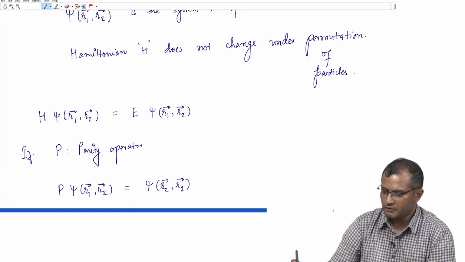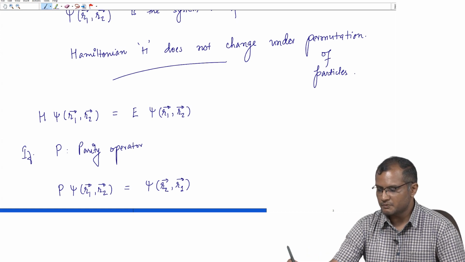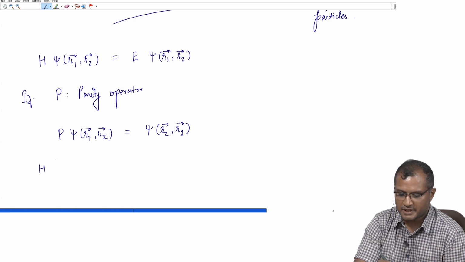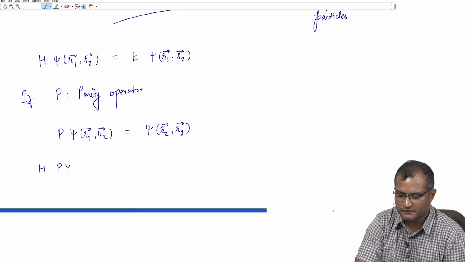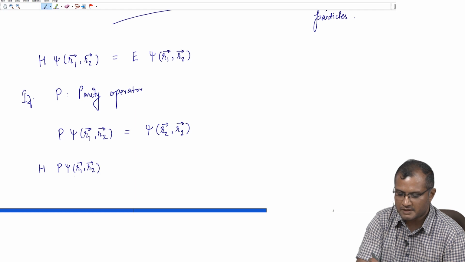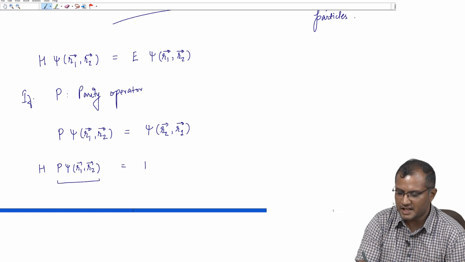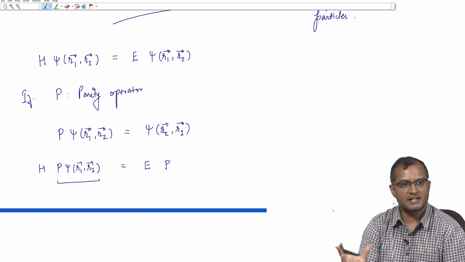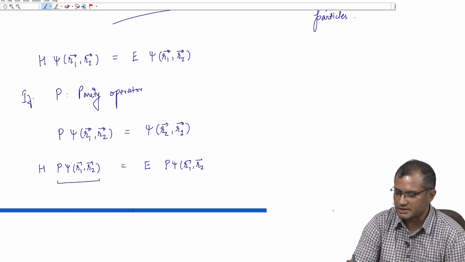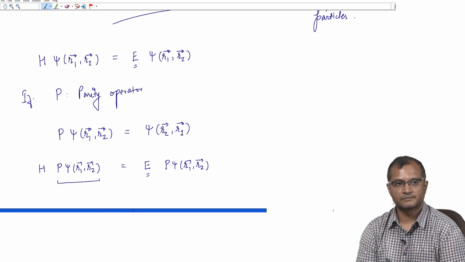And I know from what I have written here that the Hamiltonian of the system must not change, which means the energy of the system should not change. If I apply the Hamiltonian operator on this new wave function P of psi, R1 R2, then I must get the same energy because the energy has not changed. So the same wave function comes back without any change in the energy. This E is the same as this E.